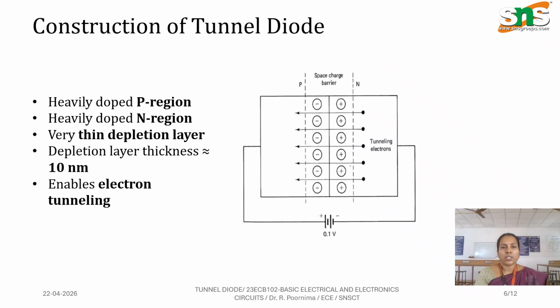What is the construction of tunnel diode? Here, a heavily doped P region and a heavily doped N region are given in this diagram. So like this, a very thin depletion region is formed in this diode. Due to the depletion layer thickness being very small, approximately 10 nanometers, the electrons can easily cross the barrier. This is known as electron tunneling.